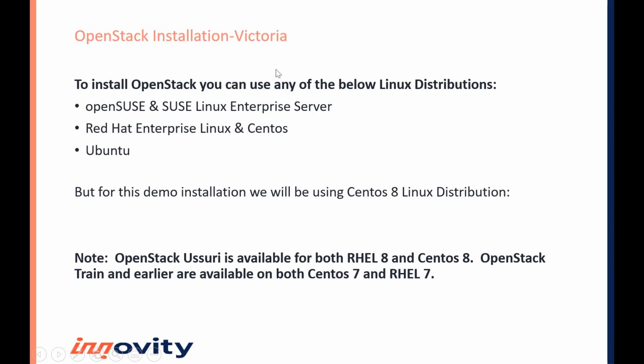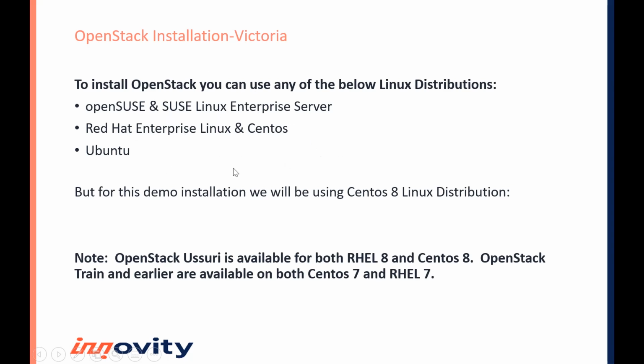So in order to install OpenStack, you can use any of the below distributions. You can use openSUSE or SUSE Linux Enterprise Server, or you can use Red Hat Enterprise Linux or CentOS. We will be using CentOS 8 to install Packstack Victoria, or you can use Ubuntu. So these are the three Linux distributions.